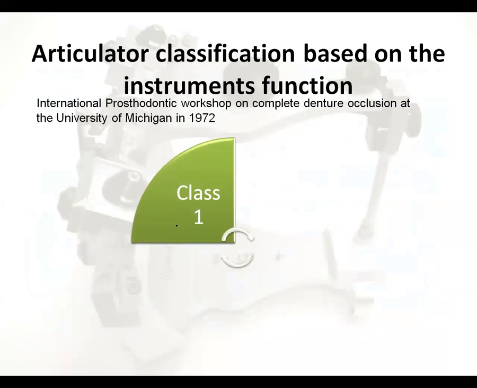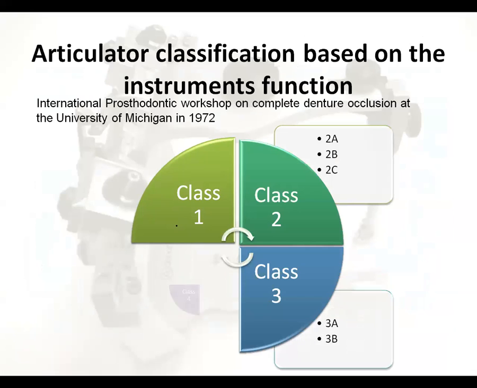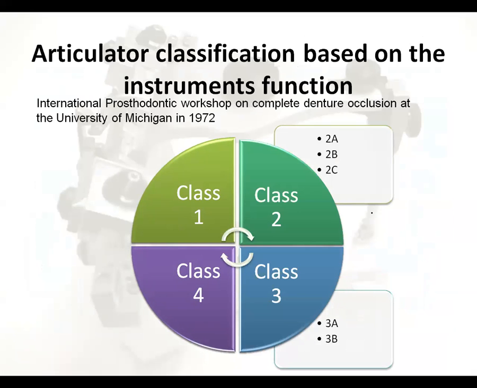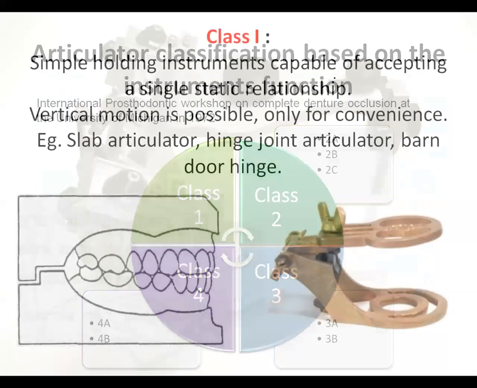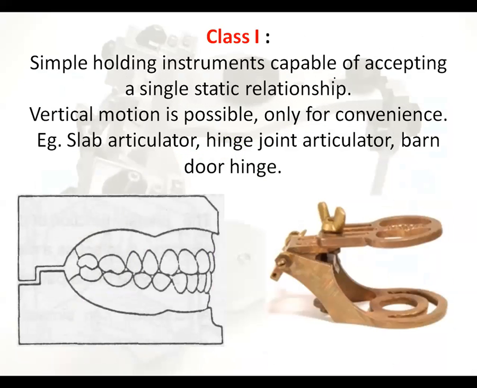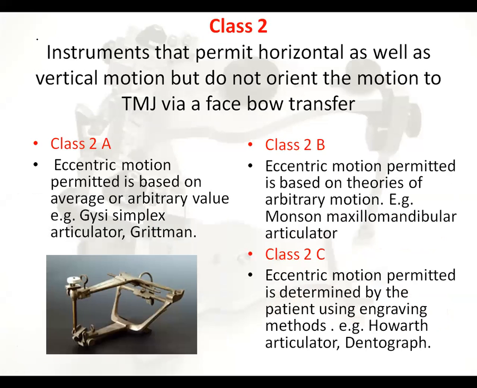The most commonly used classification is the classification depending upon the instrument function. They have been divided into 4 classes: class 1, class 2, class 3, and class 4. What is class 1? It is a simple holding instrument which is capable of accepting a single static relationship. Only vertical motion is possible. The examples are the slab articulator and the hinge articulator, and the barn door hinge articulator can also be used.